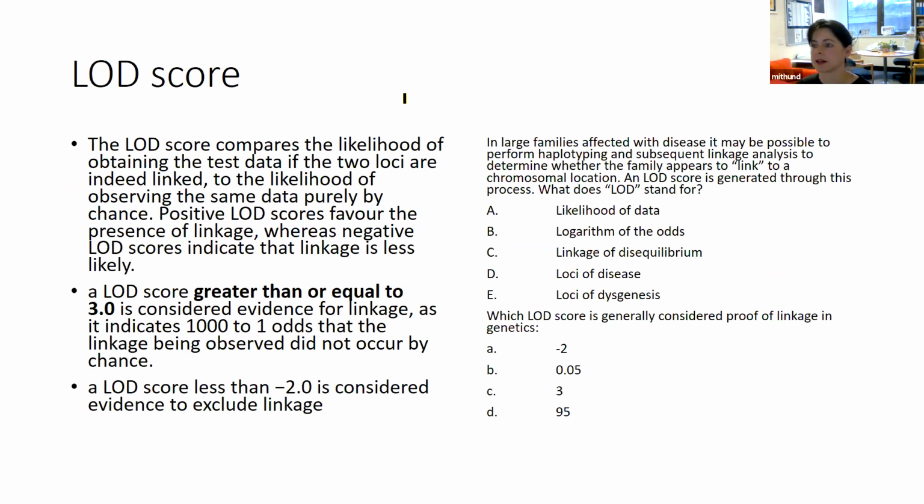In terms of recognizing what they are, a LOD score greater than or equal to 3 is normally suggestive of linkage, that these two loci are linked, that they're close together. And if a LOD score is negative, then it's not linked.